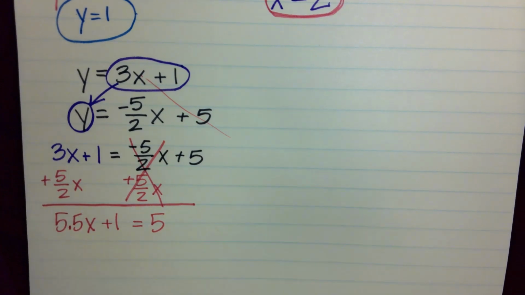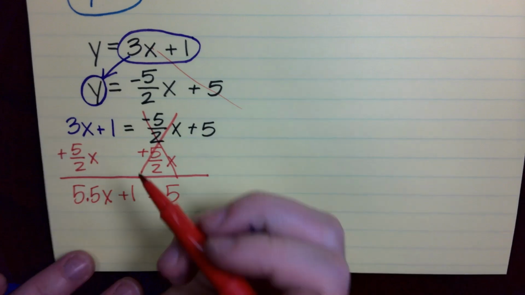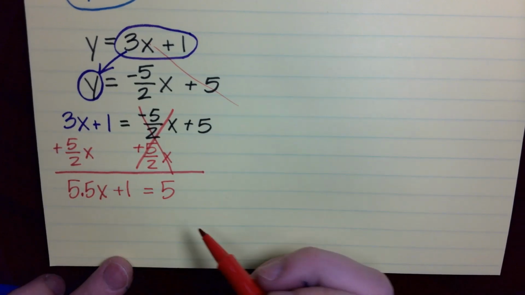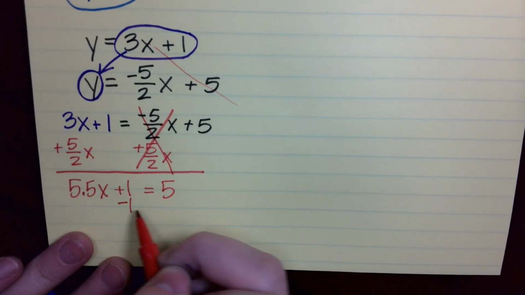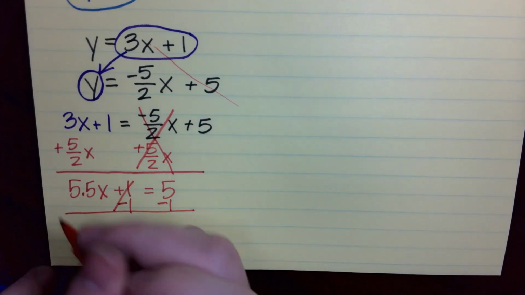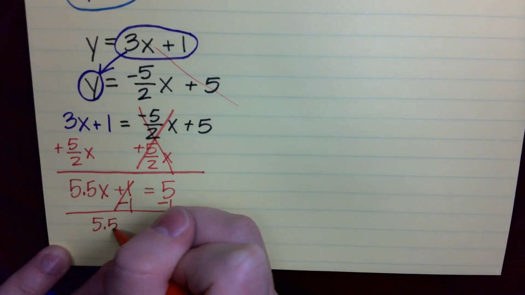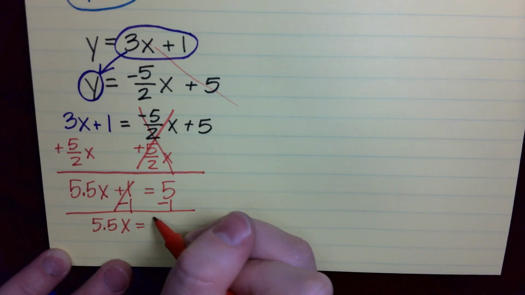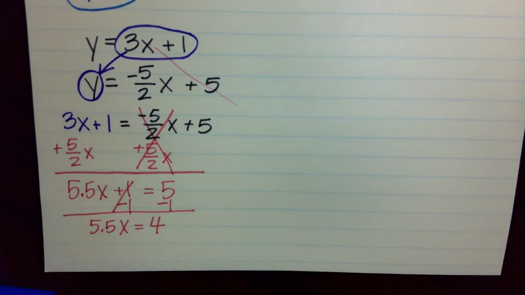Okay, what should we do from here? Get rid of the 1 first. So -1 on both sides. They cancel. I've got 5.5x equals 4. Now what?